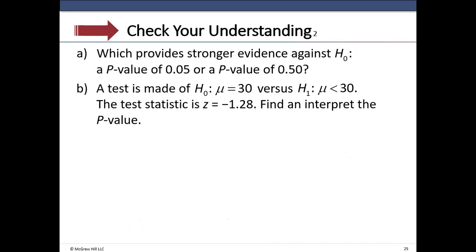Part B, a test is made of H0: mu equal to 30 versus H1: mu less than 30. The test statistic is Z equal to minus 1.28. So the p-value will be the area to the left of Z equal to minus 1.28 in the standard normal curve. So to find that area, we do second verse, and then we go to number 3 in norm.